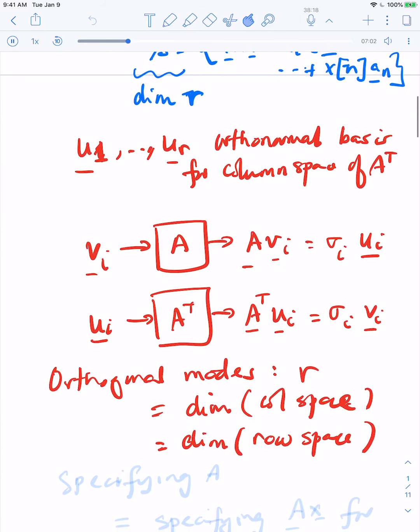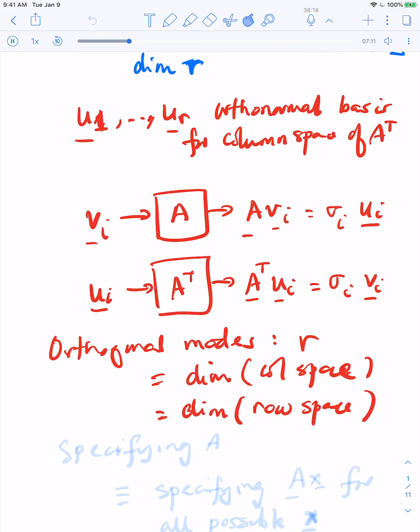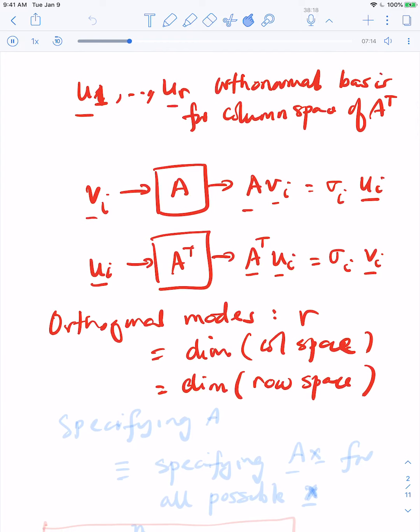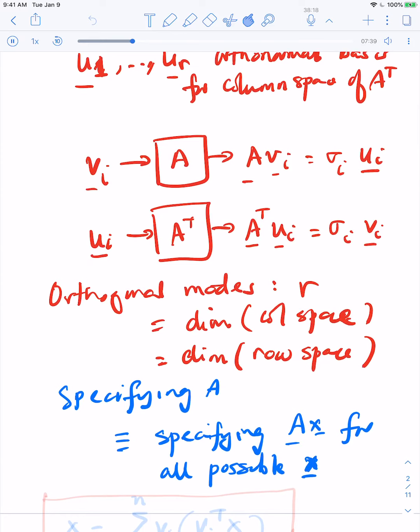Now, if I give you this, how do you tell me what A actually is in terms of these guys? So how do I write the matrix in terms of these V's and U's? I'm going to give them names in a minute. Well, A is a linear transformation, so specifying A is equivalent to specifying AX for all possible X. Basically, once you recognize that a matrix is simply a linear transformation, just specifying the transformation specifies the matrix.